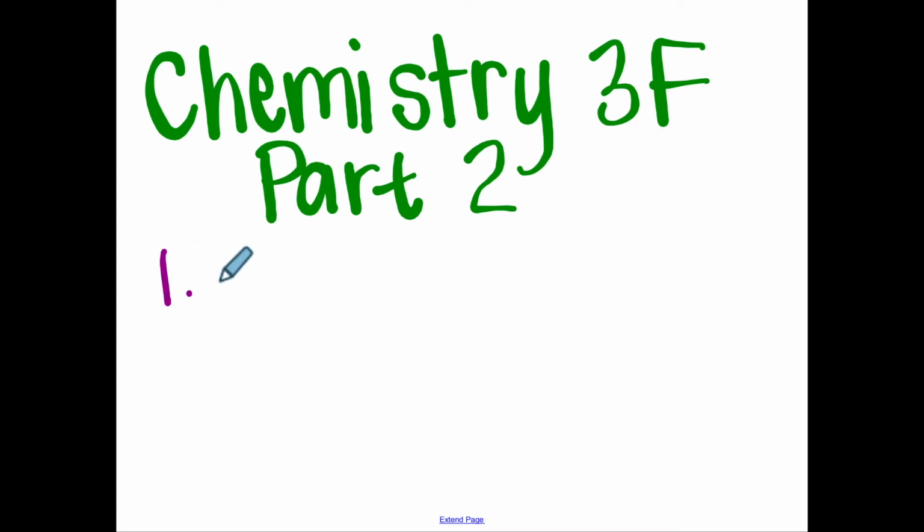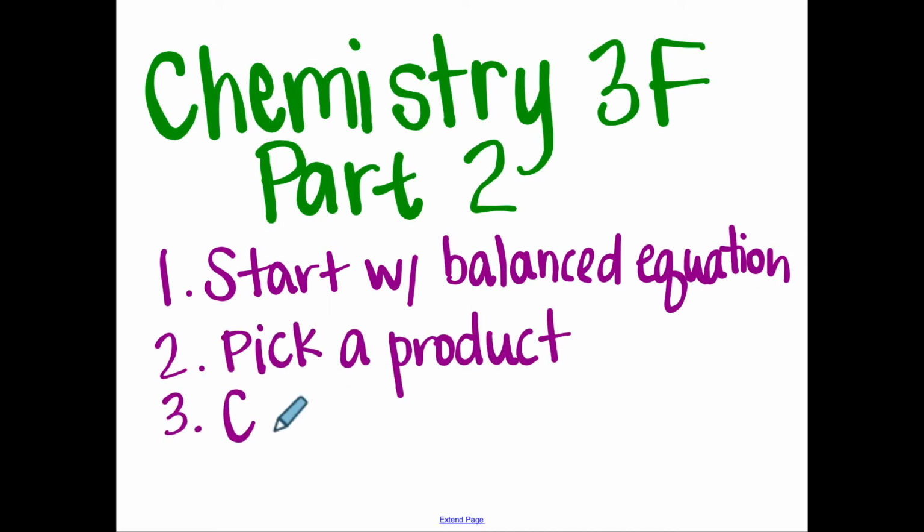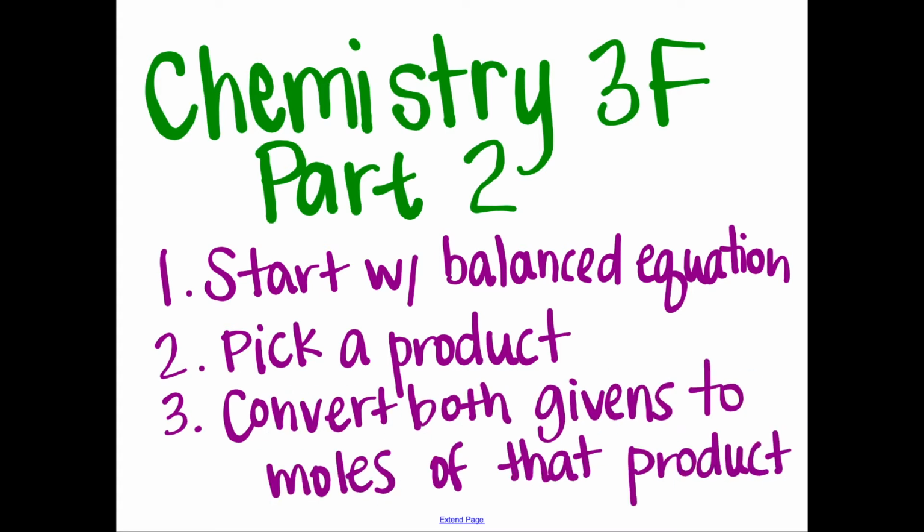First, you're going to start with a balanced equation. Second, you're going to pick a product. Third, you're going to convert both givens to moles of that product. And once you have converted to moles of that product, you will compare the two numbers, and whichever one is the smallest was produced by the limiting reactant.